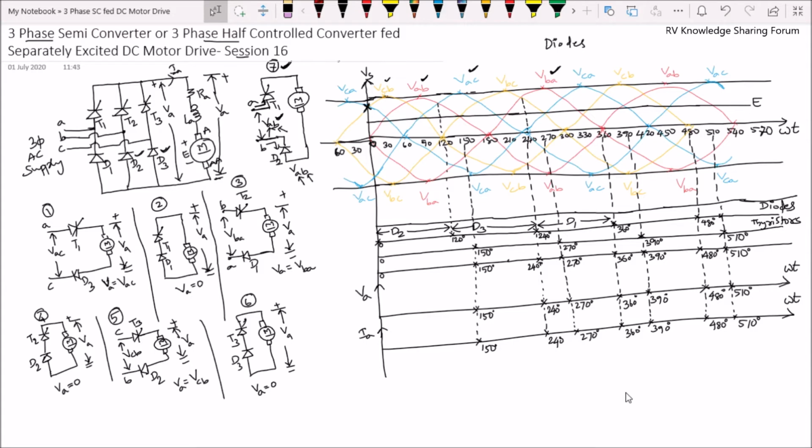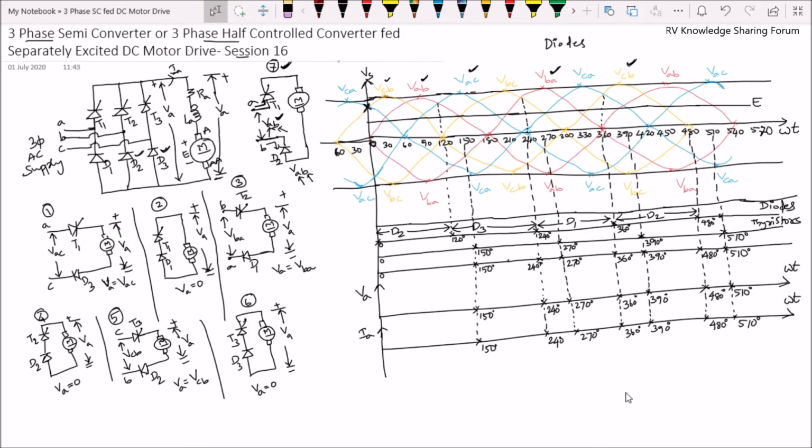Again, now let us consider the line voltage VCB. The second letter is B. B means diode D2 will come into conduction, right? The VCB is more positive at 360 degrees, right? So at an angle of 360 degrees, the diode D2 will come into conduction.